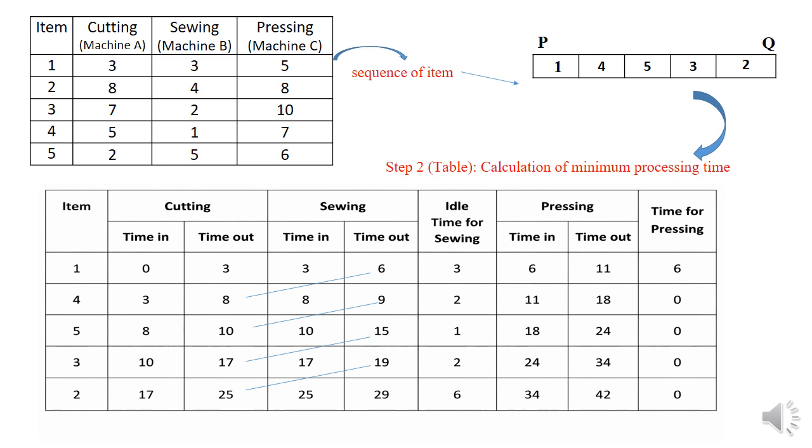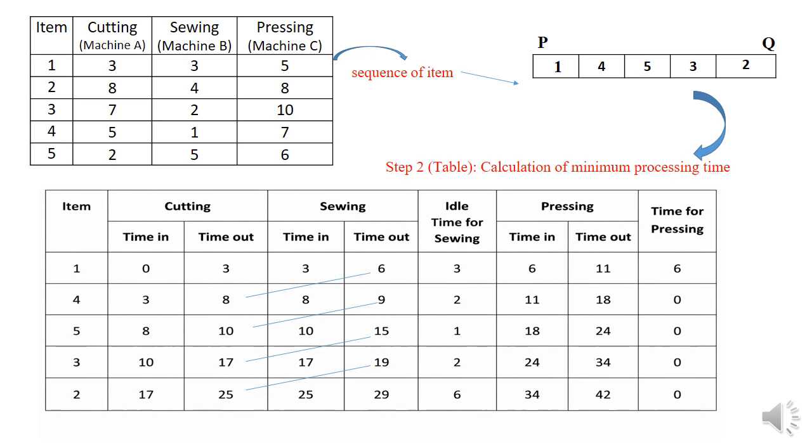Now the next item, item 3. The time in of item 3 in cutting machine is 10, because cutting machine was free from 10 hours. The time out of cutting machine is 17, that means time in plus the processing time of that item in cutting machine.